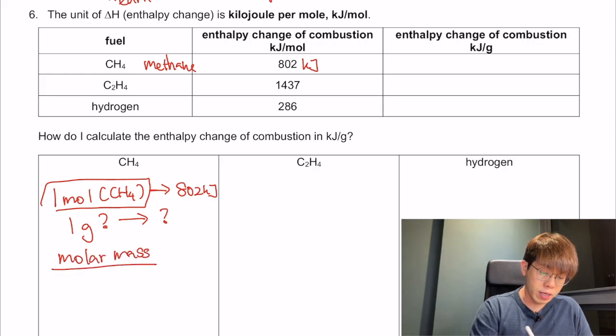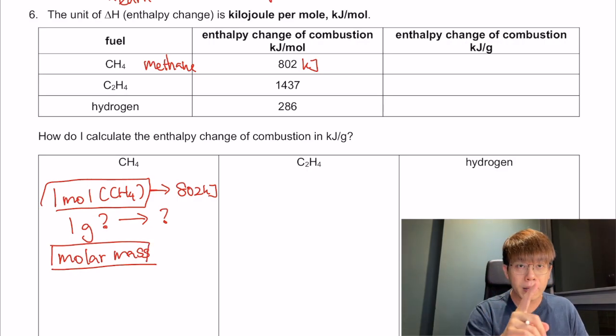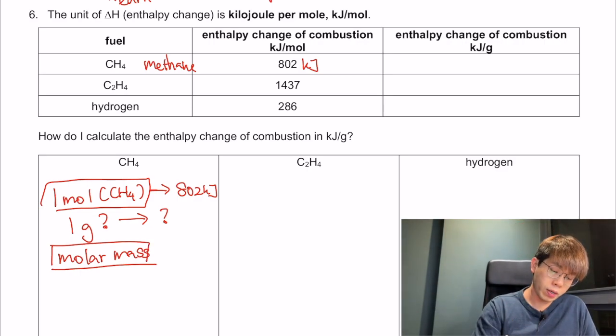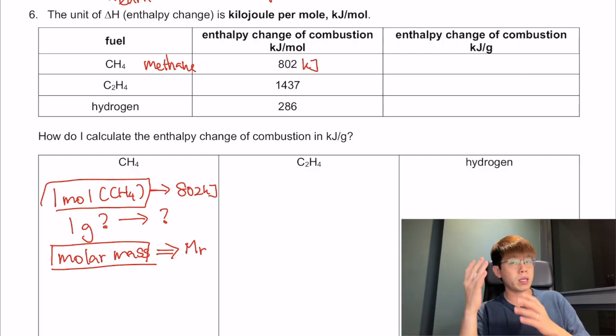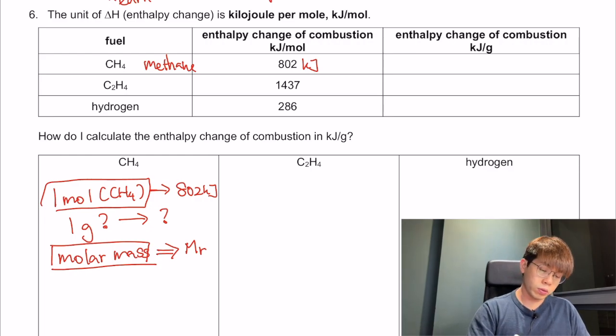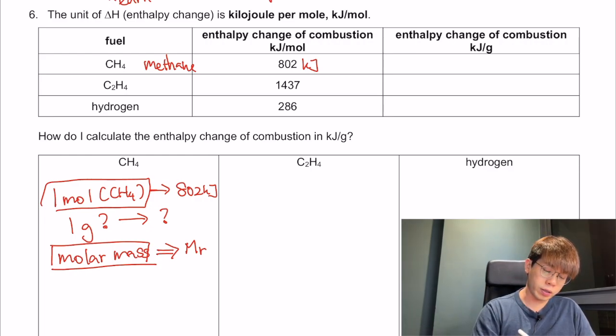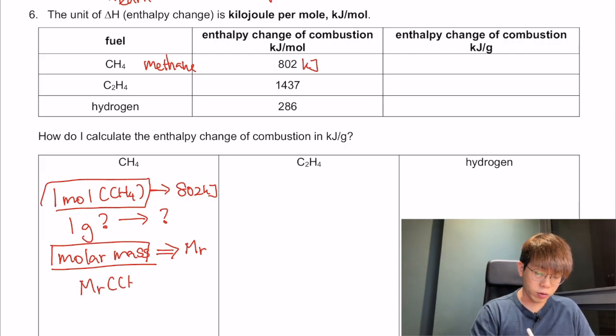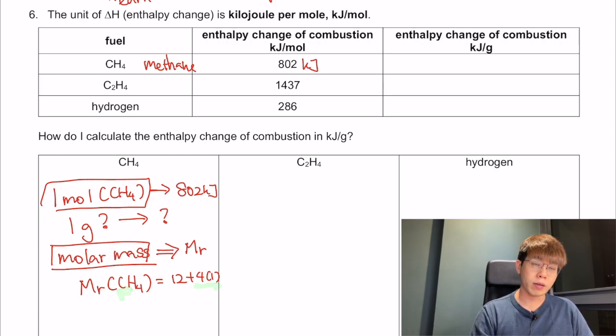What molar mass means is the mass of 1 mole. And molar mass is also equivalent to Mr. Some of you might hear Mr a bit more often, some of you might hear molecular mass, but I think molar mass is quite good. So the molar mass of CH4, if you cannot remember, please recall, it's 12 plus 4 times 1. Because 12 is the mass of carbon and 4 times 1 is the mass of hydrogen. So the molar mass is 16.